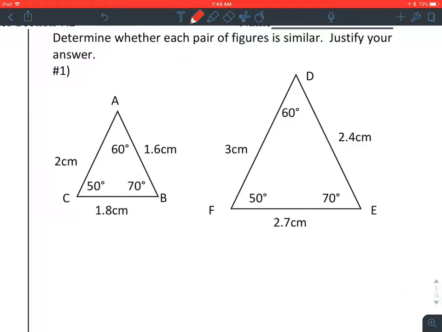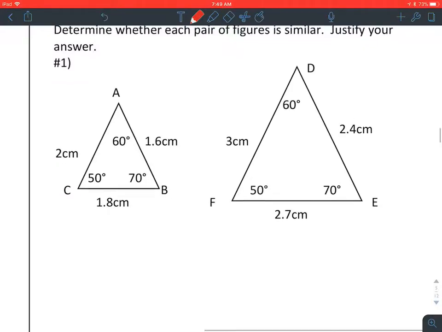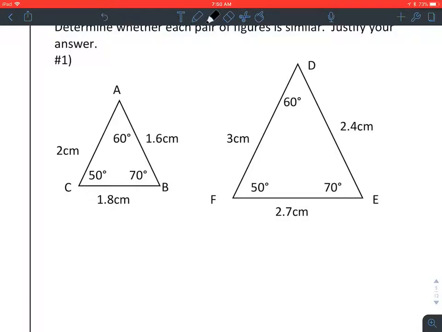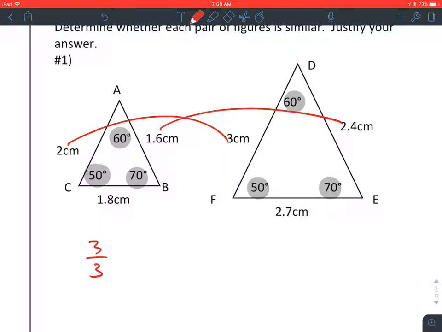Next problem, determine whether each pair of figures is similar. Justify your answer. Well, first of all, corresponding angles have to be congruent. And it looks like that's true. Second of all, corresponding sides have to be proportional. Let's see if that's true. 2 corresponds to 3. 1.6 corresponds to 2.4. 1.8 corresponds to 2.7. Are all these fractions the same?